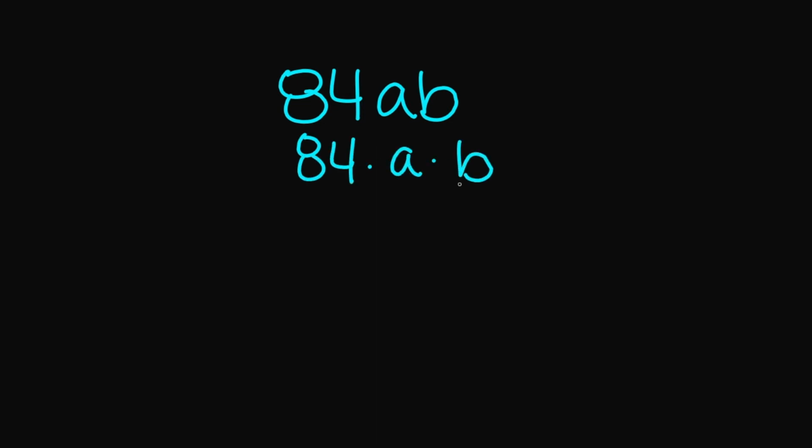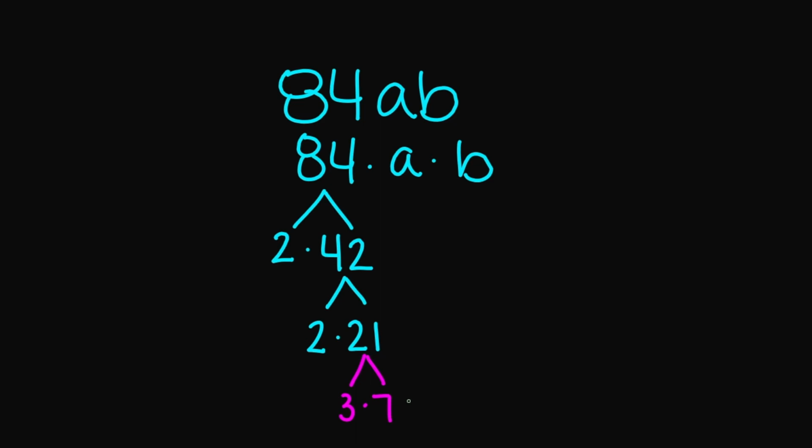So let's try 84ab. So this is going to be 84 times a times b. I can factor my 84 into 2 times 42. My 42 can be factored into 2 times 21, and my 21 can be factored into 3 times 7. I am now left with prime numbers. So my prime power factorization is going to be 2 to the second power times 3 times 7 times a times b.